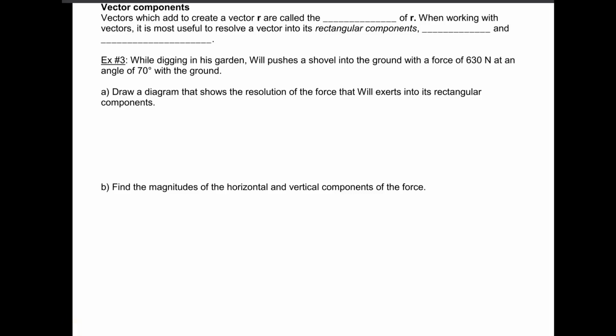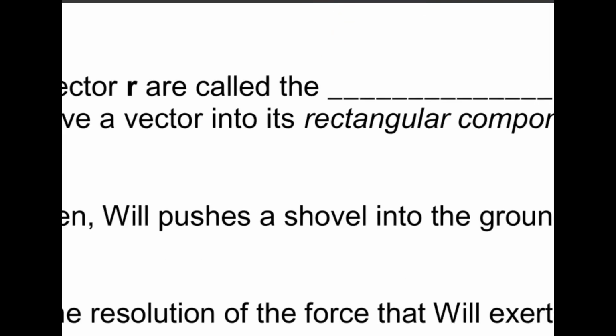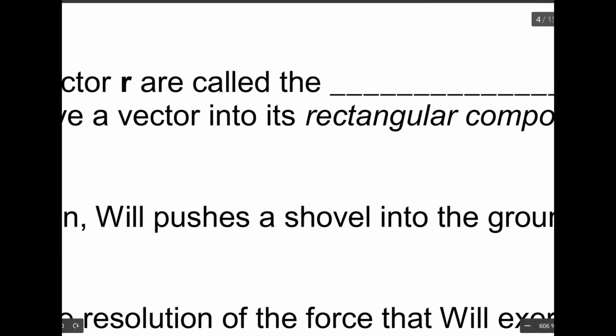Right, so vector components. Vectors which add to create a vector R are called the blank of R. Components, did we already do this?